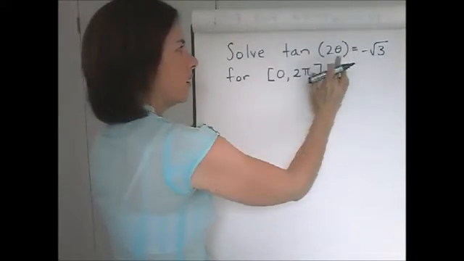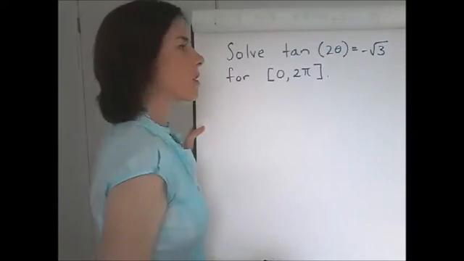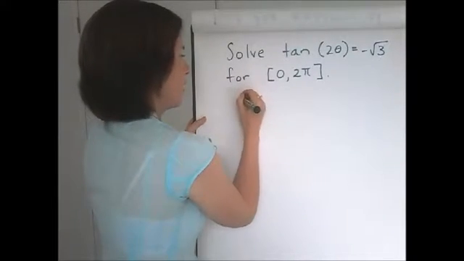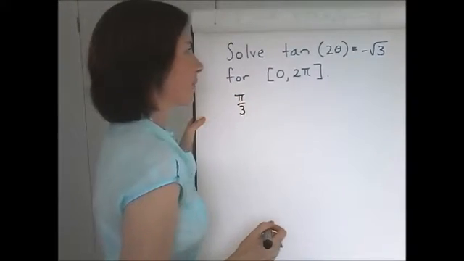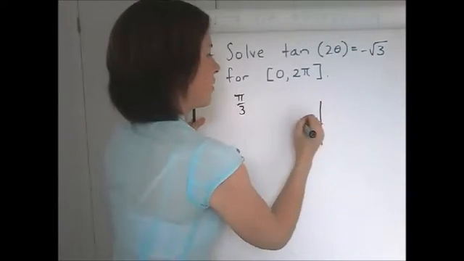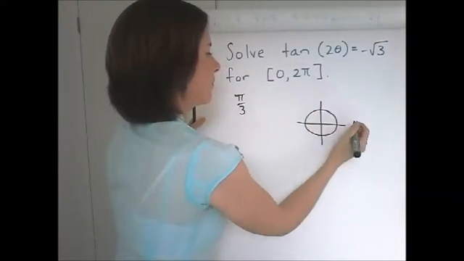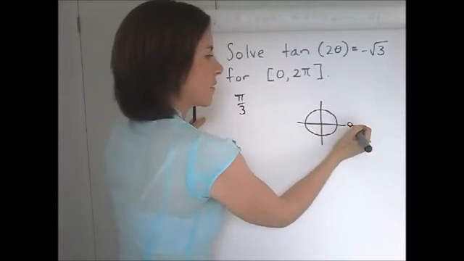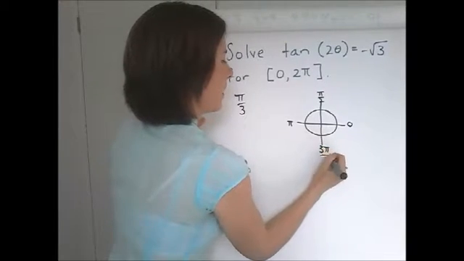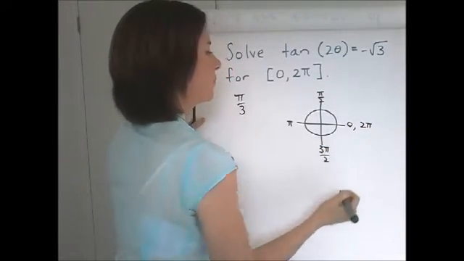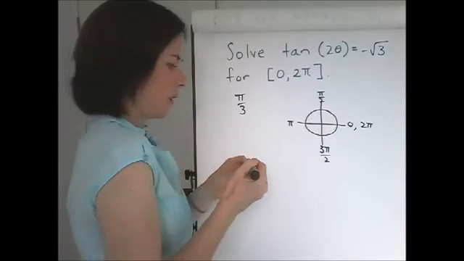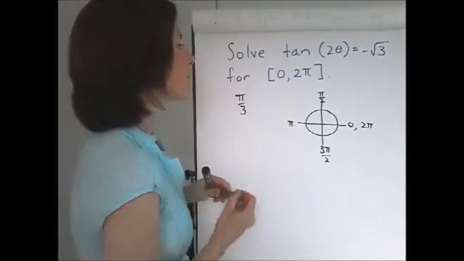Think of an angle, tan of something equals square root of 3. 60 degrees comes to mind, or pi over 3 radians. But it's got to be negative. So I need my unit circle, and we're in radians. So 0, pi over 2, pi, 3 pi over 2, 2 pi. And that means that we're looking for tan being negative.